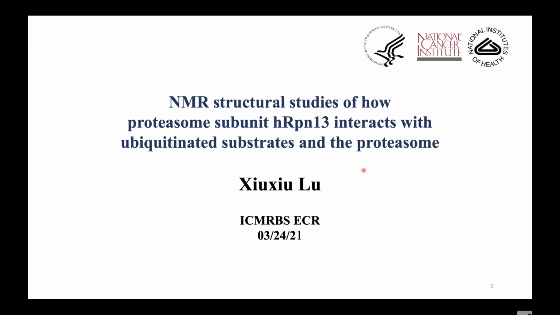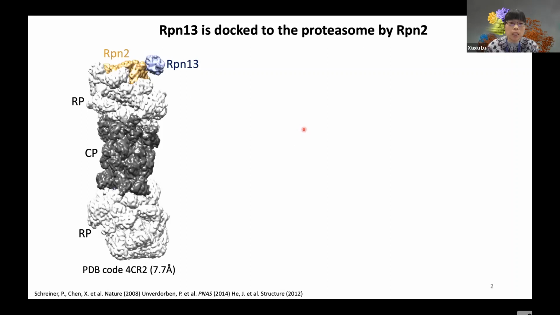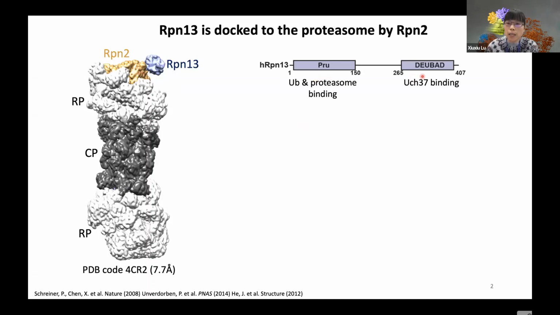Hello, everyone. Thanks, organizers, for giving me this opportunity to talk about my work. Today, I'm going to talk about proteasome subunit RPN13 interaction with ubiquitinated substrates and the proteasome. RPN13 is a ubiquitin receptor. It is bound to the proteasome through RPN2. It's composed of a Pru and a DEUBAD domain. Pru is used to bind ubiquitin chains and the proteasome. The DEUBAD domain is used to recruit the deubiquitinase UCH37 and activate its hydrolase activity.